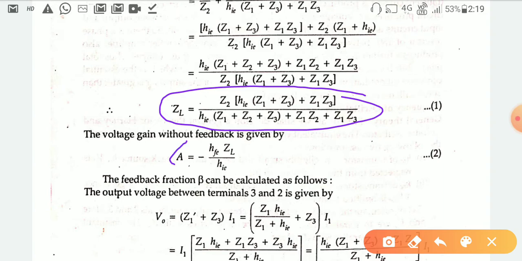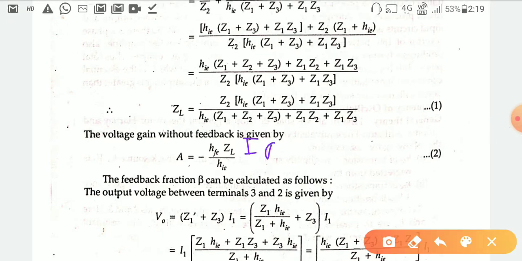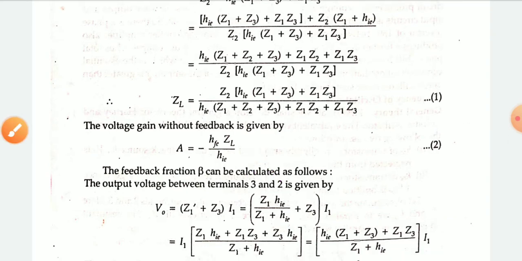For the voltage gain, A is defined as V0, the output voltage, divided by Vin, and we already calculated this: hfe IB into ZL, with a minus sign obviously due to the direction of the current being opposite, divided by Vin, which is hie into IB. So on the upper side and the lower side, IB is present on both sides, because input current is IB into hie. If the IB cancel each other, then the voltage gain without feedback will be defined as such.